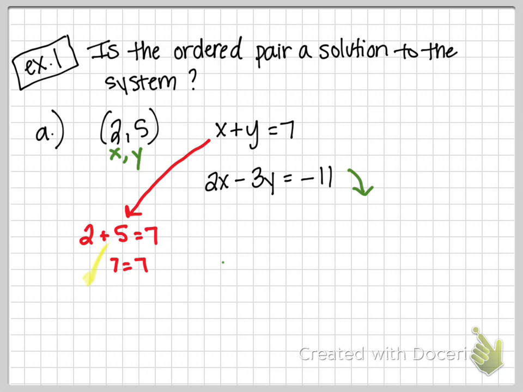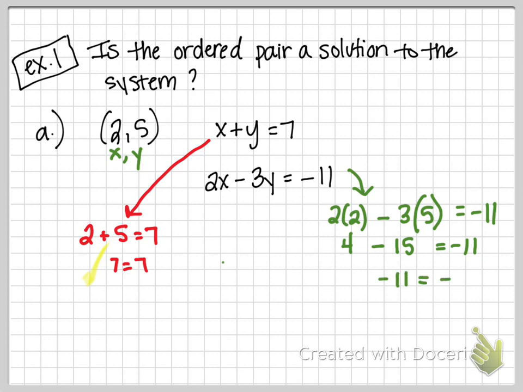Let's plug in 2 for x. So 2 times 2 minus 3 times 5 for y equals negative 11. And then simplify. So we get 4 minus 15 equals negative 11. Simplify. Negative 11 equals negative 11. So this also turns out to be a true statement. So when we plugged in that ordered pair, 2, 5, into the system, we got true statements for both equations. That means that yes, this ordered pair is a solution to the system because it plugs in and gives us true statements for both.